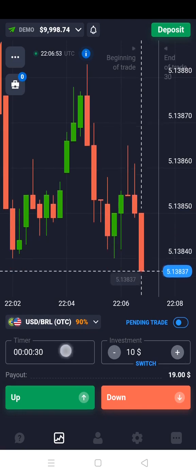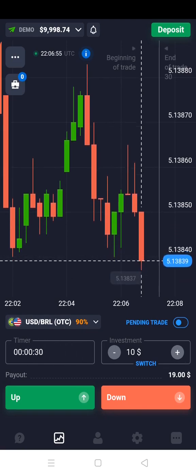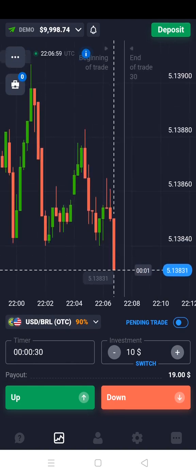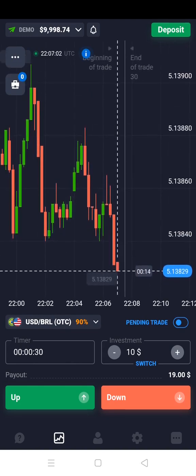Now, over here, we have the duration, which is the timer. So what this means is that you can say that, okay, this market will continue to go down for the next 30 seconds.